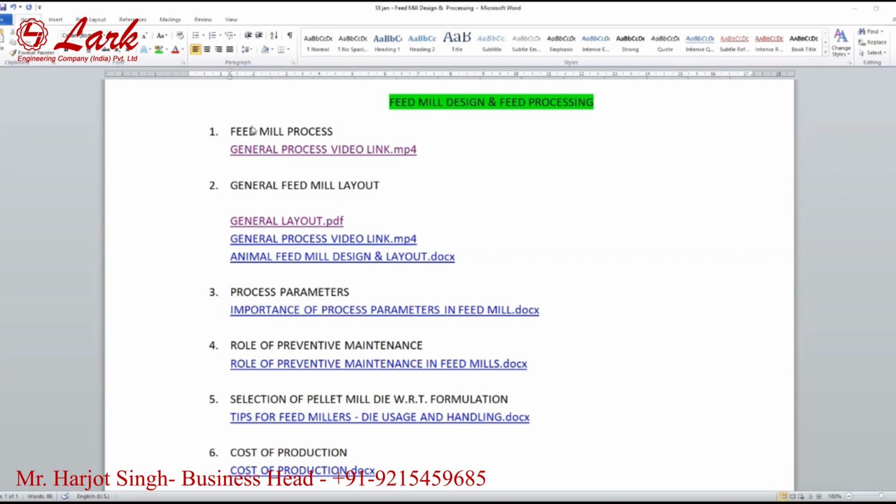Then after the process, we will discuss a general feed mill layout, the factors we have to keep in mind while installing a feed mill, and what ideal space we require for the warehouse, for the boiler, for the utilities, for vehicle parking and office construction, etc. And what will be the ideal size of a warehouse with respect to the capacity of the feed mill.